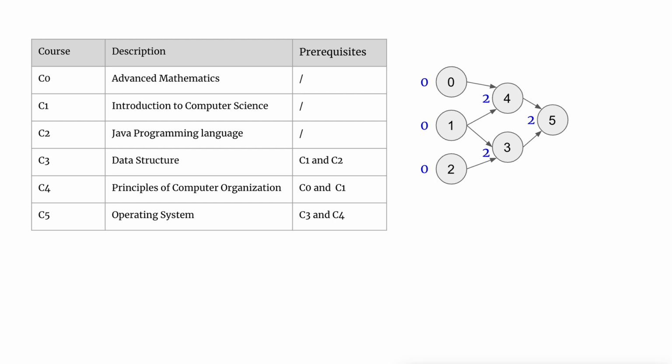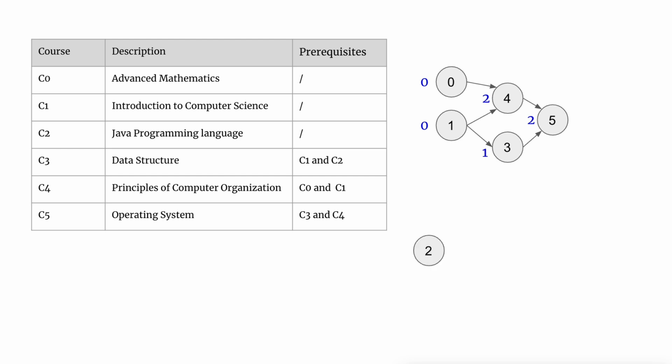Let's return to our course selection plan example. Vertices 0, 1, and 2 each have an in-degree of 0, while vertices 3, 4, 5 each have an in-degree of 2. In topological sorting, we follow this process. We remove a vertex with an in-degree of 0 from the graph and add it to the topological order. Repeat this step until no vertices remain.